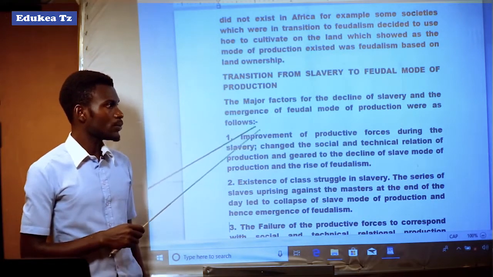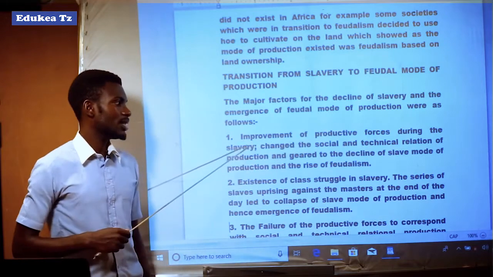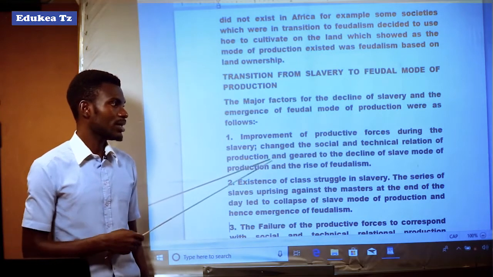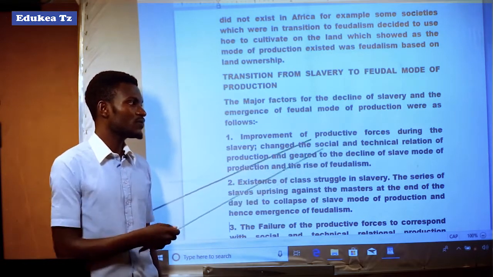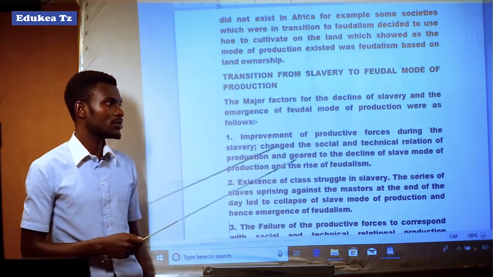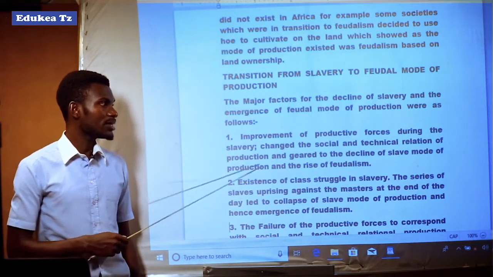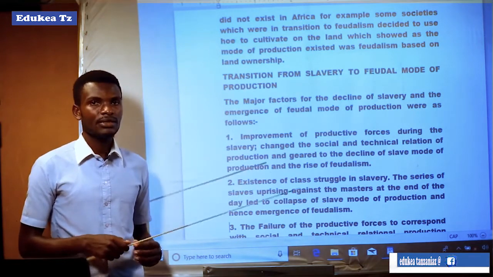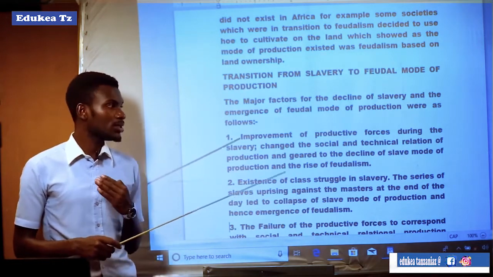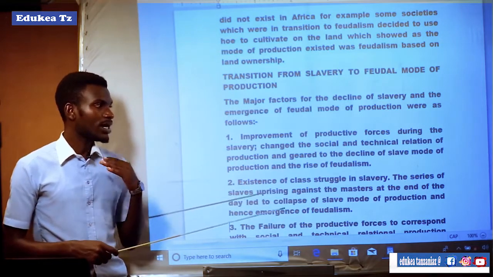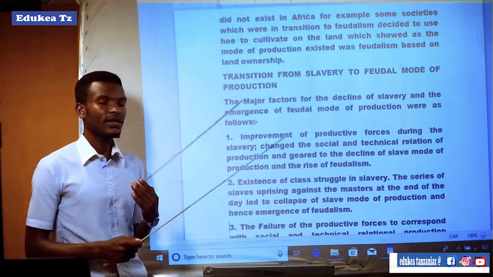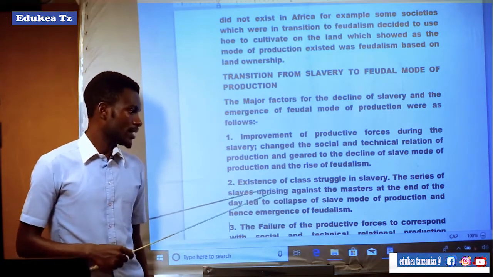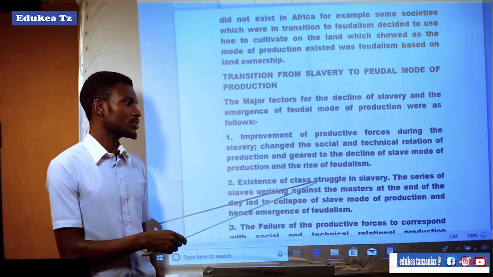The first one was that improvement of productive forces during slavery changed the social and technical relations of production, and geared toward the decline of the slave mode of production and the rise of feudalism. It means that the improvement of productive forces during slavery changed the social and technical relations of production, which led to the decline of slavery and gave the chance for the rise of the feudal mode of production. Another was the existence of class struggle in slavery.